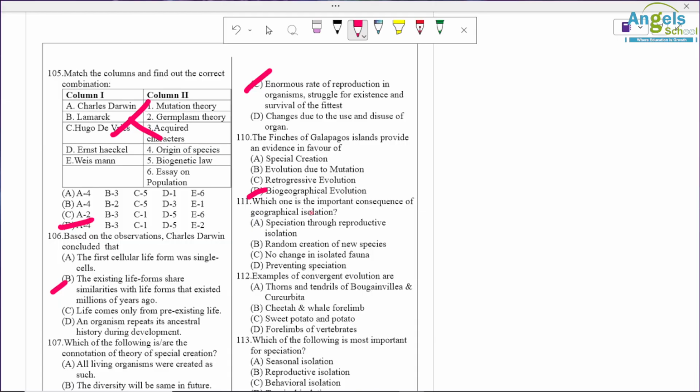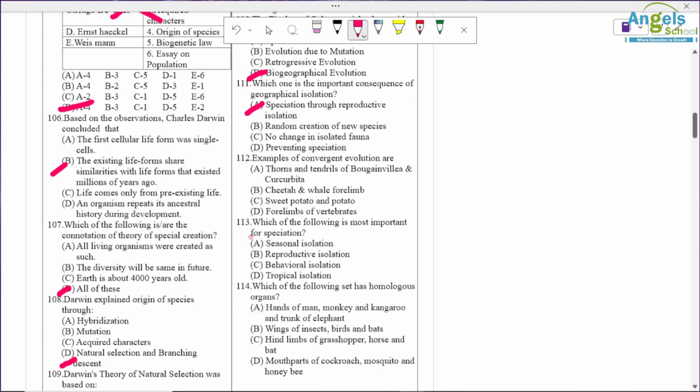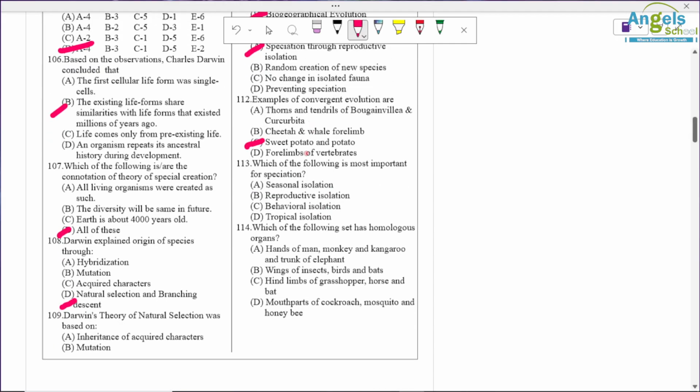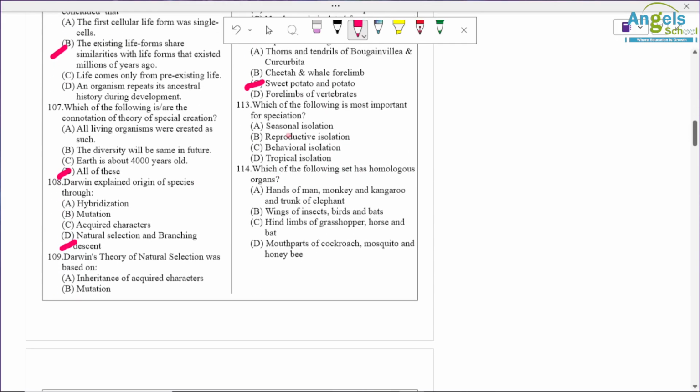Which one is an important consequence of geographical isolation? Species formation through reproductive isolation. Examples of convergent evolution are sweet potato and potato. Others are examples of divergent evolution.